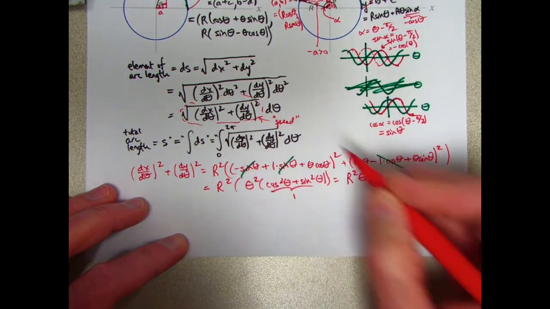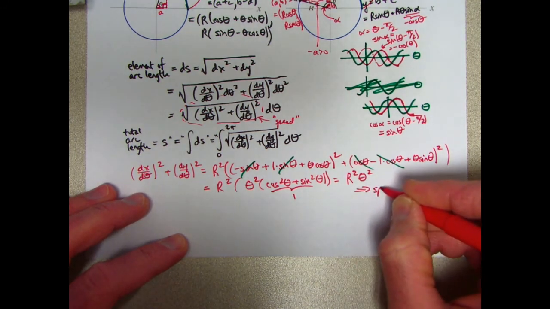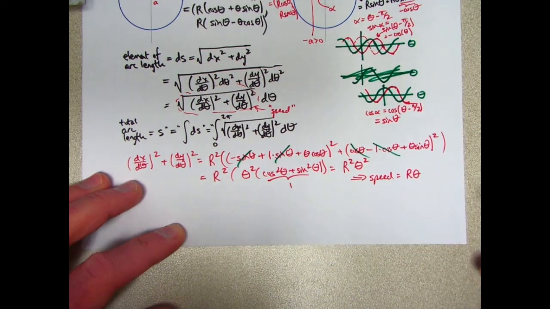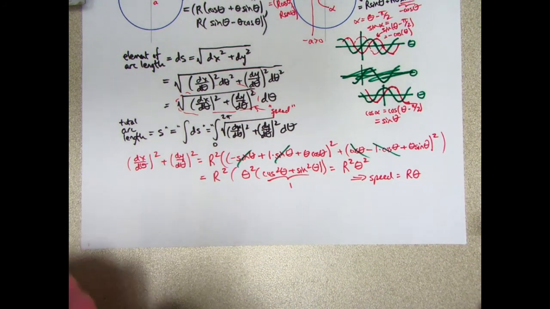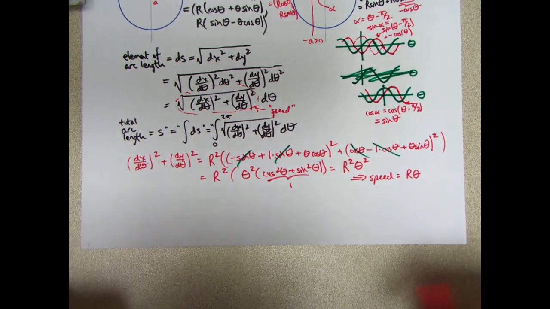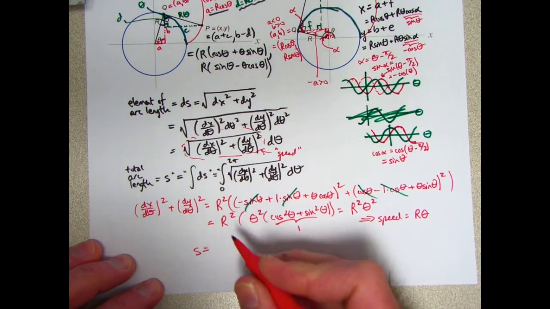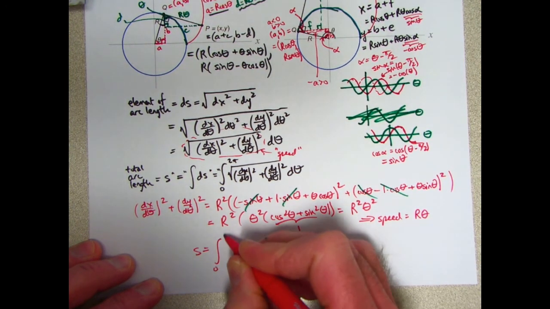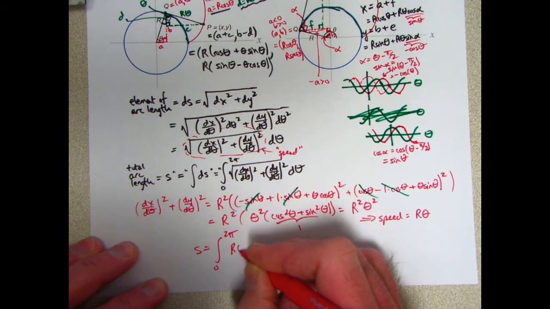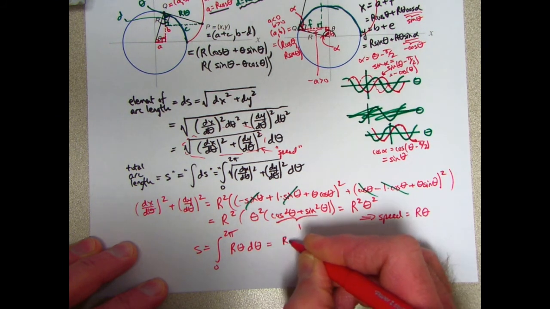And therefore, I take its square root. The speed function is going to be r times theta. R is positive. I'm assuming for the sake of this situation that theta is positive as well. The speed is going to be r theta. And therefore S, the distance traveled or arc length, is the integral from 0 to 2 pi of r theta d theta.